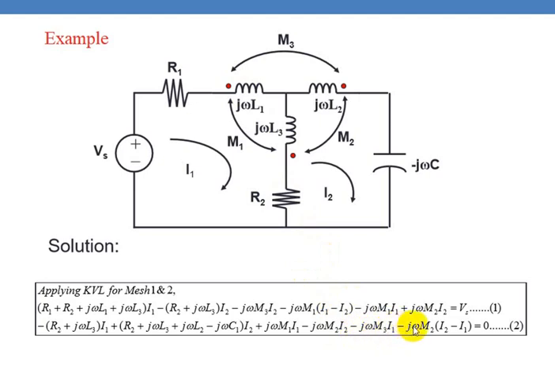Then coming to this last term, this coil is coupled to this coil. What is the current in this coil? It is I2 minus I1 when you are writing for the second mesh. Therefore, j omega M2 into I2 minus I1 is the voltage. And what about the sign? See here, I2 is entering the dotted terminal, whereas here I2 is leaving the dotted terminal. Therefore, you have to write a minus sign here.